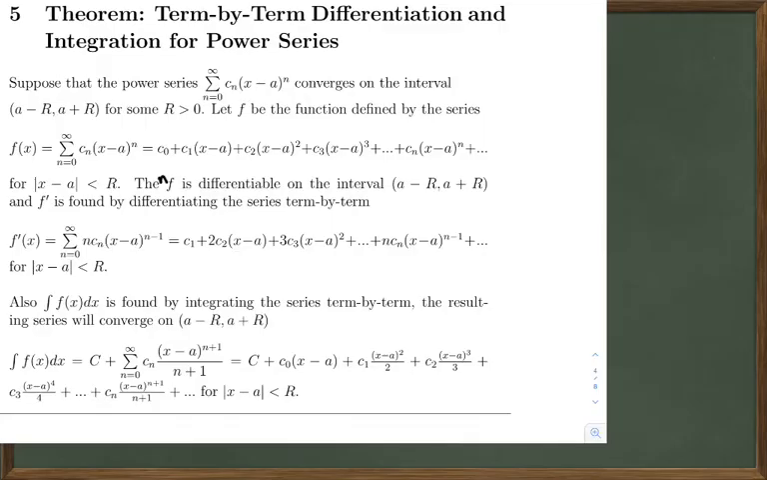Okay, so theorem, term-by-term differentiation and integration for power series. Suppose that the power series sum n equals 0 to infinity c sub n (x minus a) to the n, centered at a, converges on the interval (a minus r, a plus r) for some r greater than 0. Let f be the function defined by the power series.